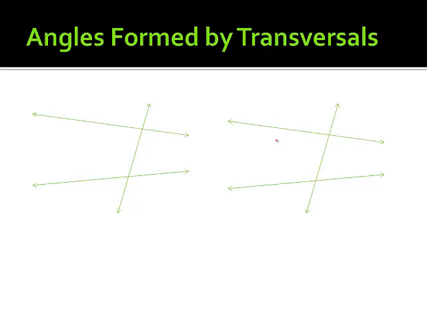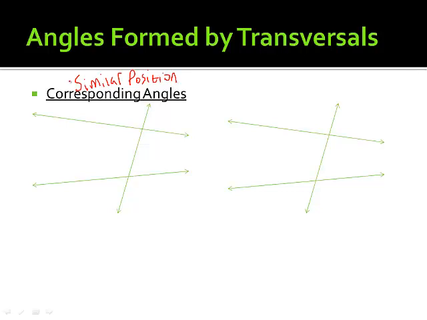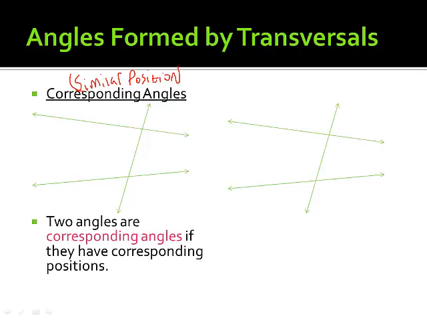Okay, so angles formed by a transversal. You have something that's called corresponding angles. Corresponding means similar position. So similar position angles is what that means. It's just a fancy name for similar position. So here's one example we have. We're going to say two angles are corresponding if they have corresponding positions or similar positions. Here is one example: you have 2 and 6. That's one example of corresponding angles.